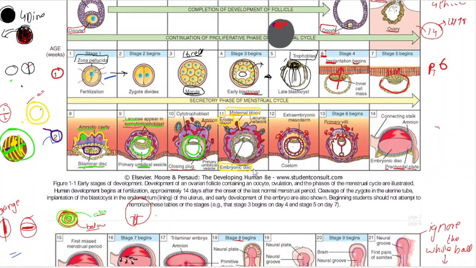Now another thing: you have to understand that the ball is present inside the uterus. This is the ball, and we have cut the ball and see it from the side. Here is the bilaminar disc. This is the trophoblast, and between these there is another layer that is called the extra embryonic mesoderm, and between them there is a space that is called the extra embryonic coelom.